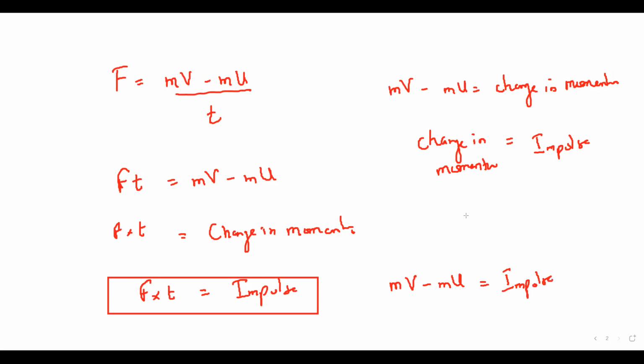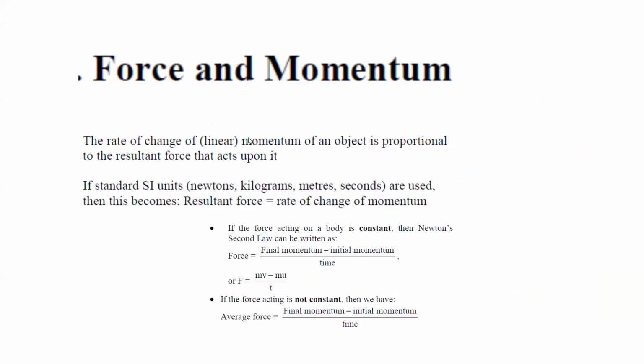So depending on the question, if we know the speed and the mass of an object, we can use the second formula. But if we know the force acting on the object and for how much time this force acts to change the momentum, we multiply the force with time to calculate the impulse. So what is the relation between momentum and force? The rate of change of linear momentum is proportional to the resultant force acting on it. So if there is a greater resultant force, the object will have a greater change in momentum.